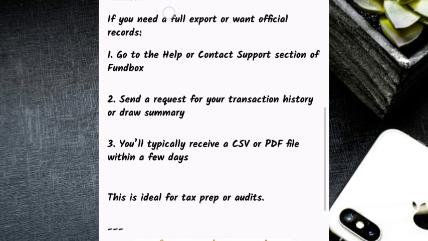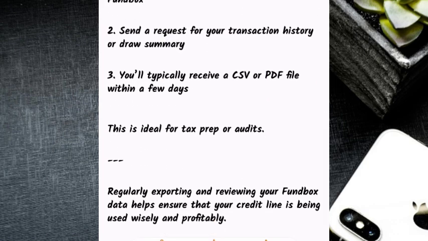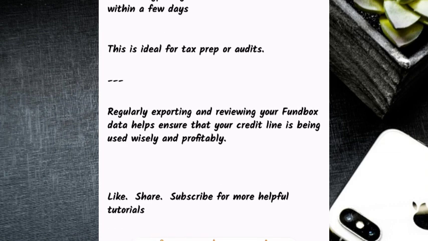The third method is to request a statement from Fundbox. If you need a full export or you want official records, go to the Help or Contact Support section of Fundbox. Send a request for your transaction history or draw summaries. You will typically receive a CSV or PDF file within a few days. This is ideal for tax prep or audits. Regularly exporting and reviewing your Fundbox data helps to ensure that your credit line is being used wisely and profitably.